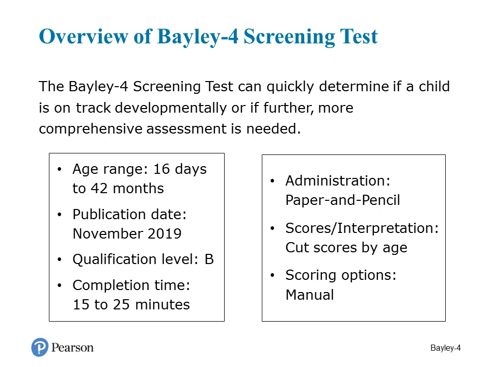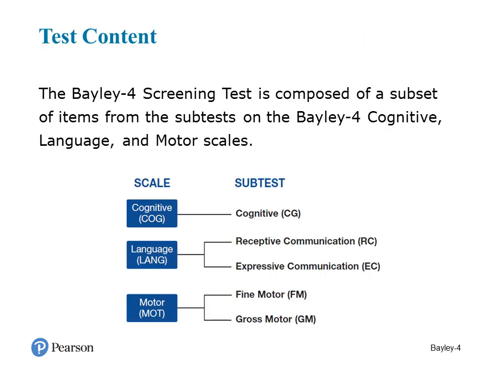In terms of the scoring and the interpretation, for the Bayley-4 screening test, we will provide cut scores by age like we did for the Bayley-3 screening test. And the scoring option, just like the administration option, is going to be manual. The tables for the cut scores will be provided in the manual.